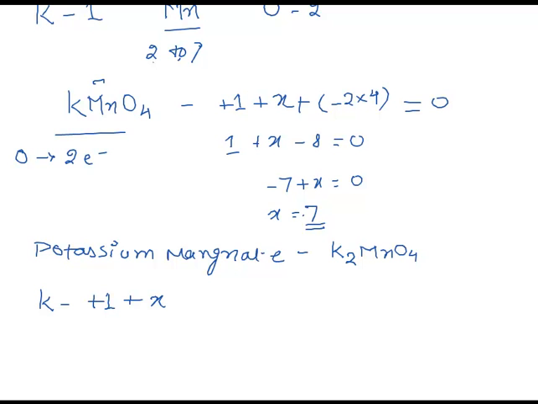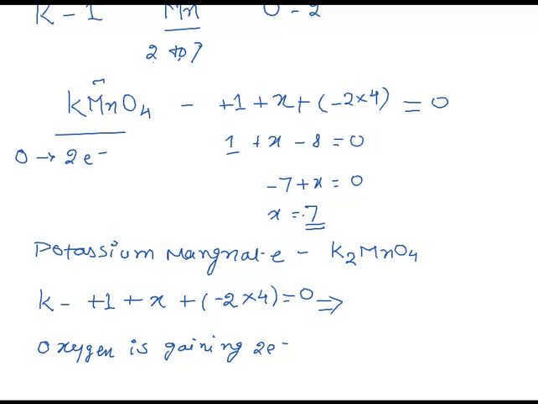That is, we don't know how many electrons it is losing or how many electrons it is gaining, right? Plus oxygen, again students, is -2. Oxygen is gaining 2 electrons. So it would be -2 multiplied by 4, right? And that is equal to 0. So let's take out what is the charge, students.